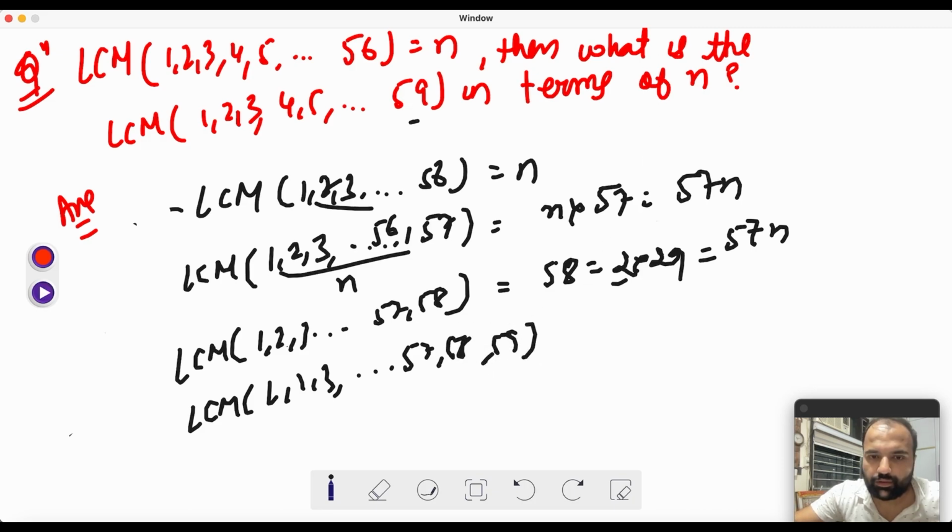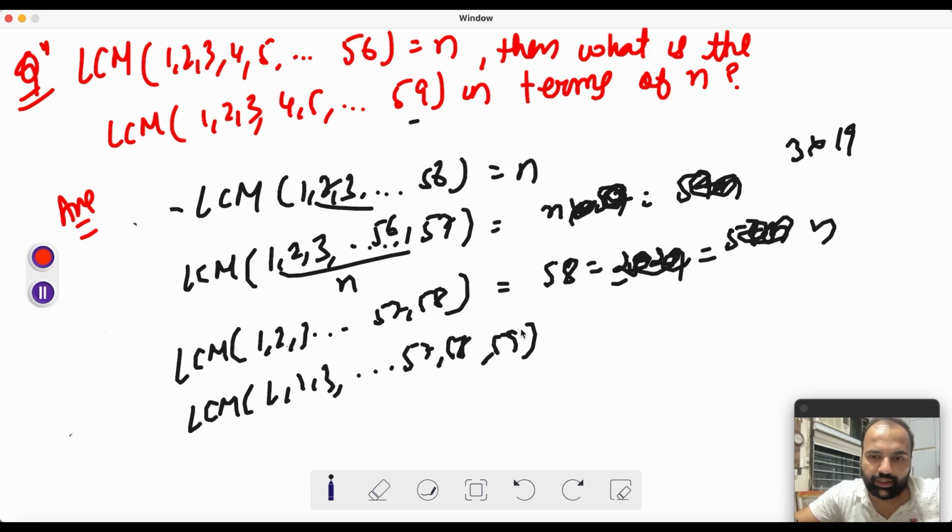Oh, there's some mistake. I believe 57 is not prime. 57 is not a prime number. So I'll just start again explaining this. LCM is n up to 56. Now we have added 57. 57 is 3 into 19. So it's already there, so it would be n. Again 58 is still 2 into 29. It's already there, so still it would be n.